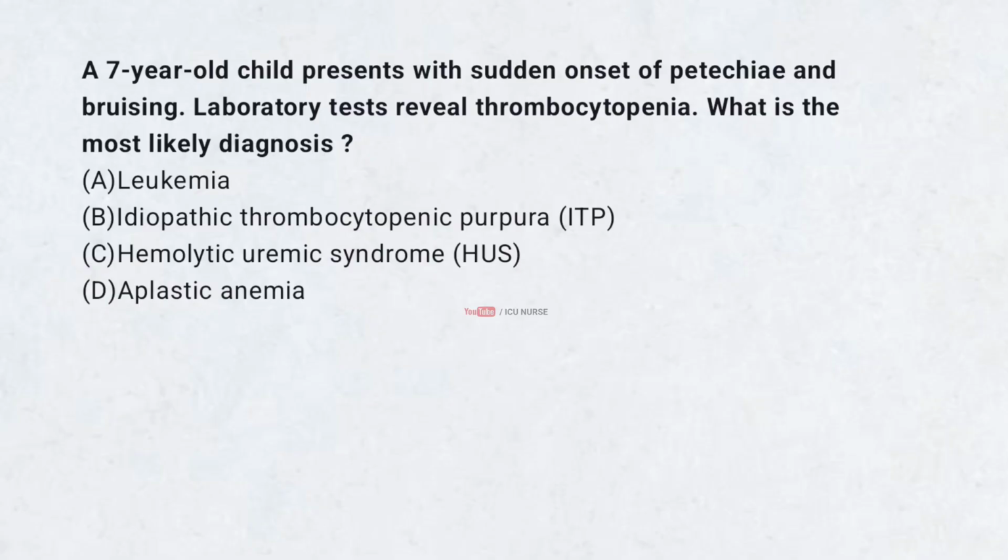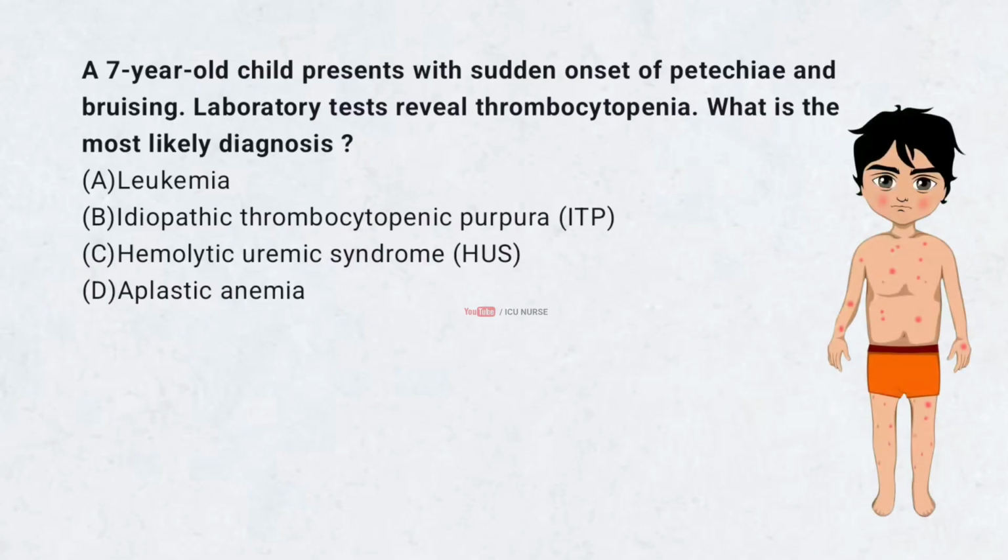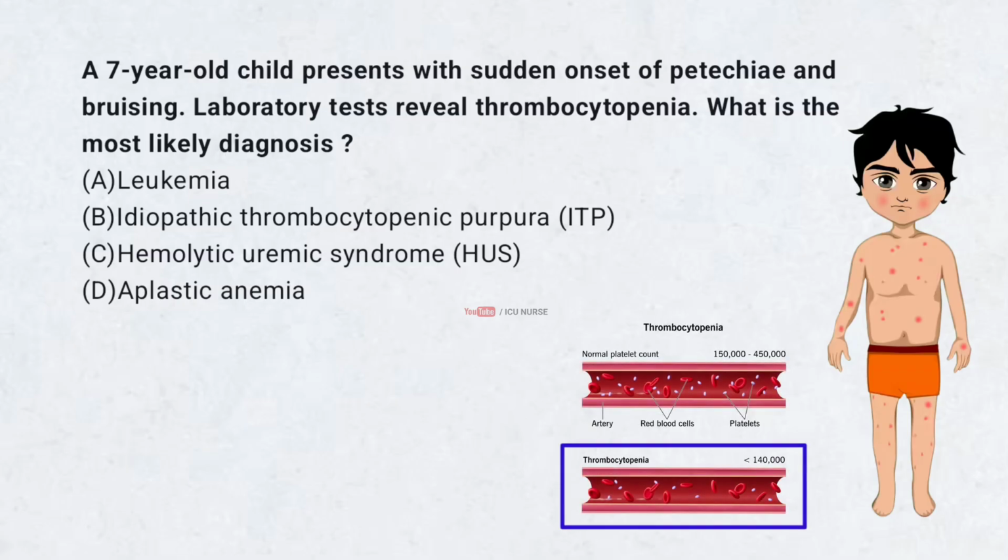A 7-year-old child presents with sudden onset of petechiae and bruising. Laboratory tests reveal thrombocytopenia. What is the most likely diagnosis? A. Leukemia. B. Idiopathic thrombocytopenic purpura, ITP. C. Hemolytic uremic syndrome, HUS. D. Aplastic anemia. Correct answer B. Idiopathic thrombocytopenic purpura, ITP.